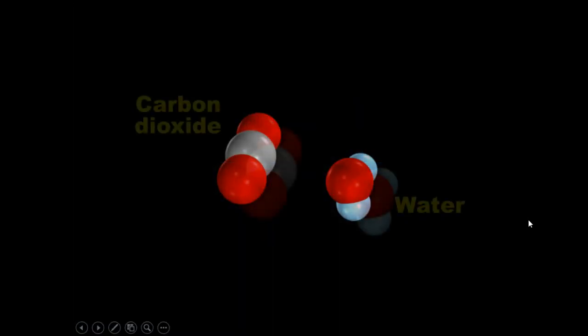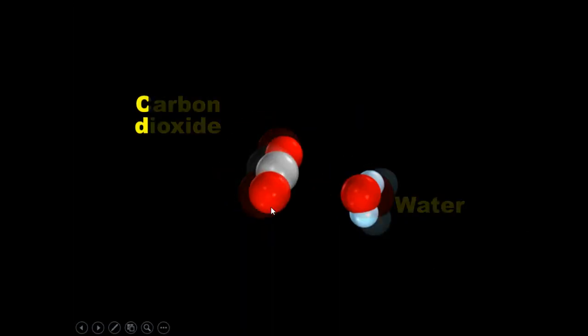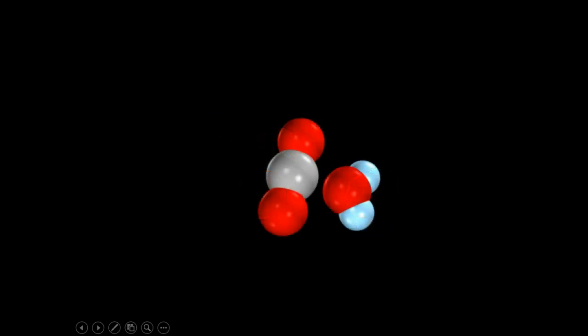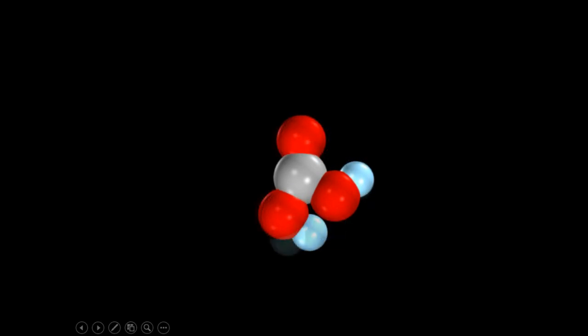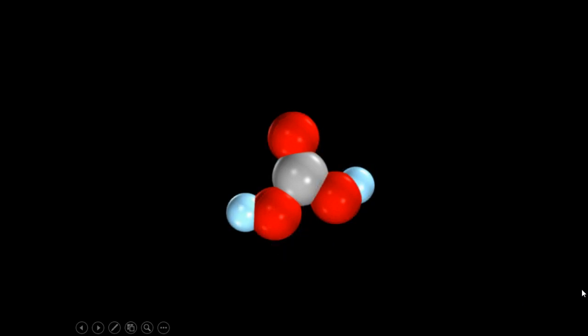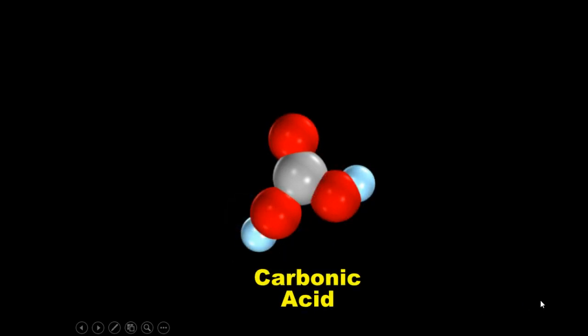So let's see that here. Here we have the carbon dioxide and the water, and they sort of get together. Notice how once they get together, they're going to have a conformational change. And we just saw the water donate a proton to the carbon dioxide. And now what you're left with over here is the carbonic acid. You have H2CO3, carbonic acid, being formed.